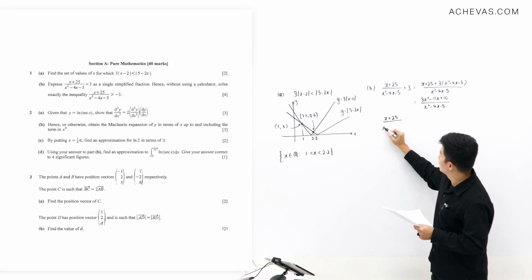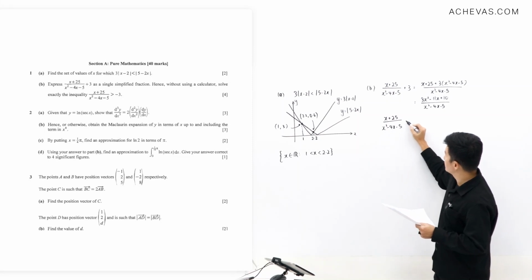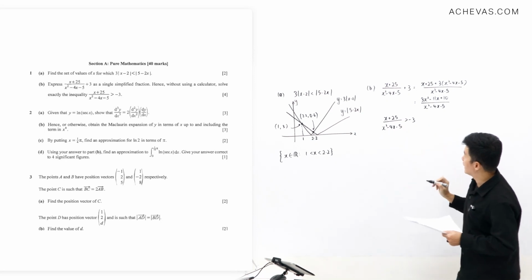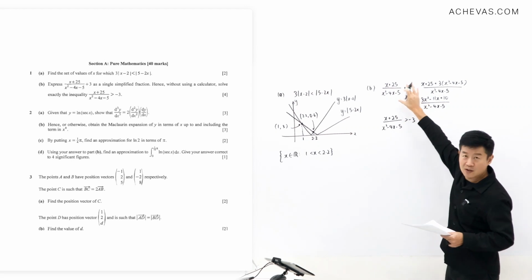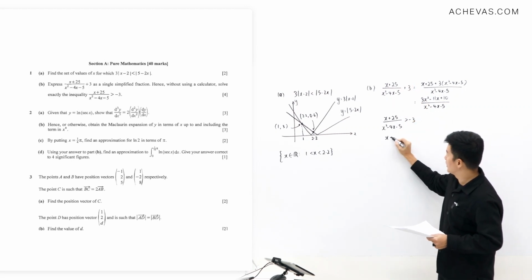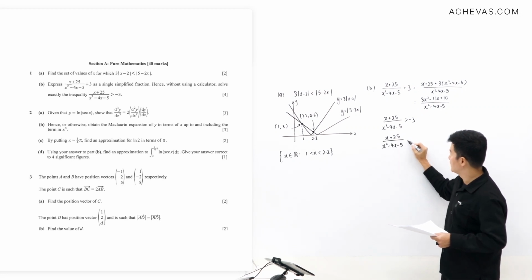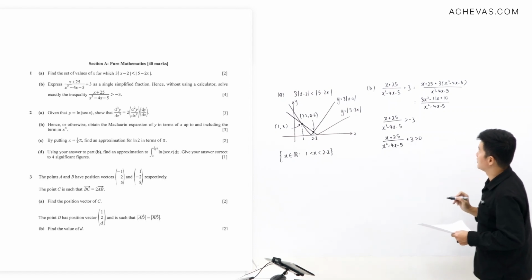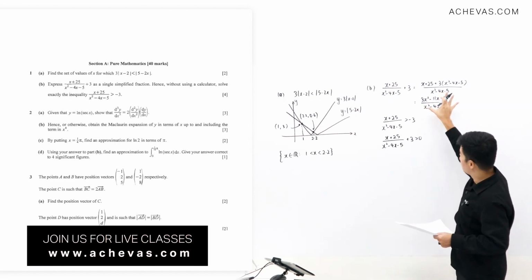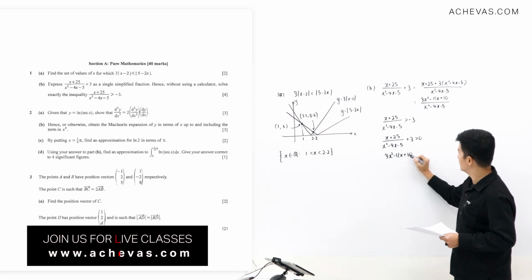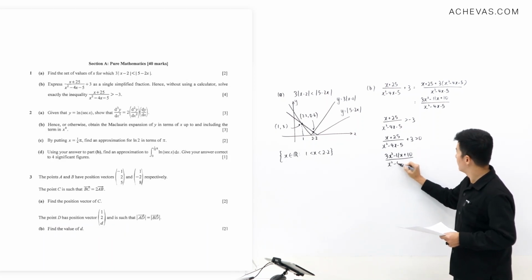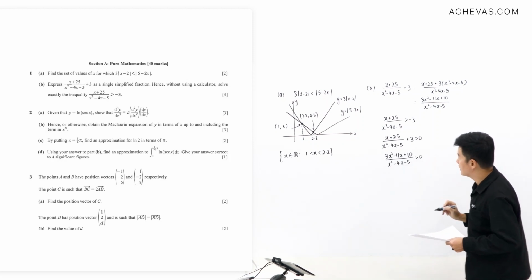So (x + 25)/(x² - 4x - 5) is bigger than -3. I'm definitely going to be making use of the previous part. Just by shifting this over to the left-hand side, we'll get (x + 25)/(x² - 4x - 5) + 3 is bigger than 0. That is how I'm going to make use of the previous part, replacing this by what we have from the previous part, which is (3x² - 11x + 10)/(x² - 4x - 5) is bigger than 0.